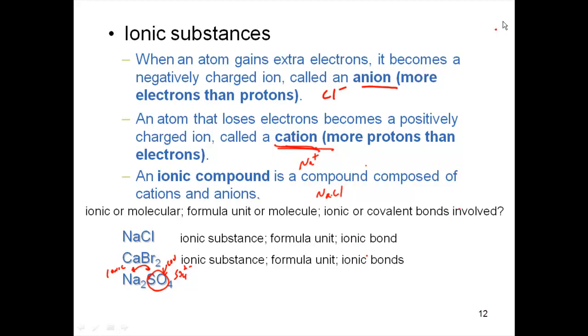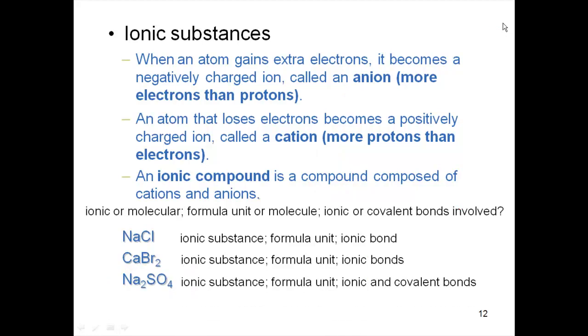But since the actual cation and anion together is ionic bonding, we refer to this as an ionic substance. And I also refer to it as a formula unit. So it's an ionic substance, it's a formula unit, and it has ionic and covalent bonds.